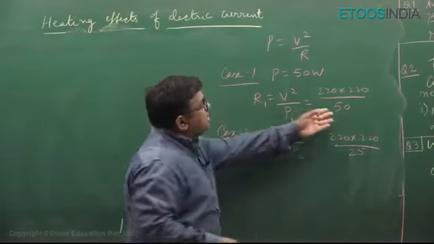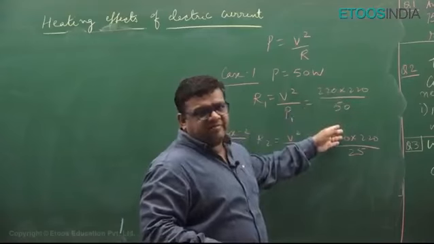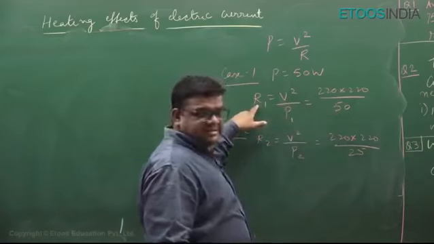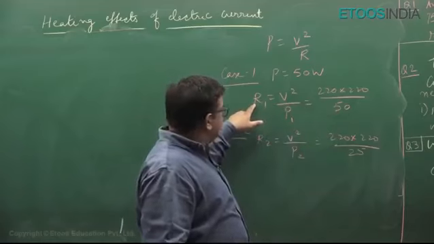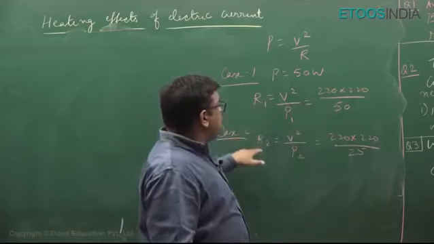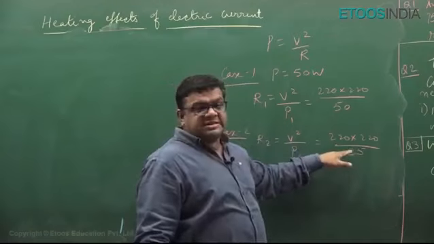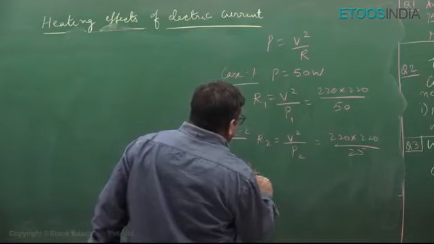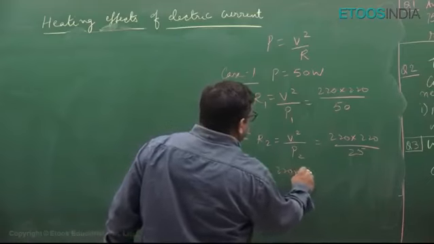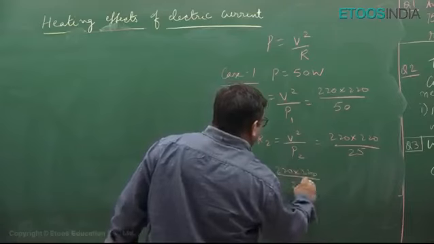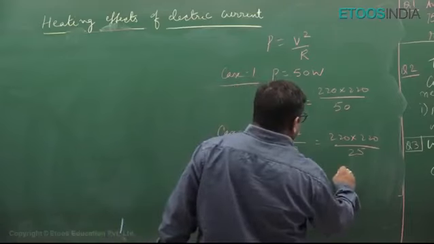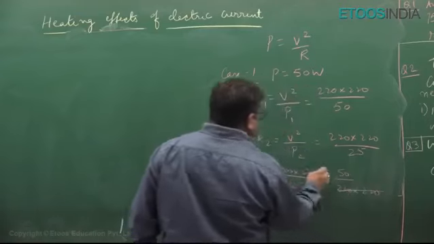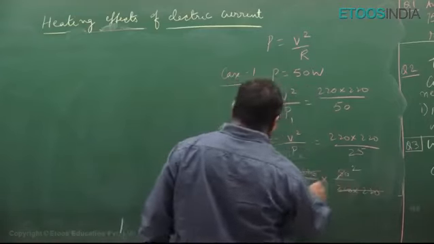By looking here, easily I can find that if the denominator value is more, then the resistance will be less. So R2 will be more than R1 because here the denominator is less. Got it? So I'll just do it in this way. R2 by R1, that is 220 into 220 divided by 25 multiplied by 50 upon 220 into 220. All this gets cancelled out and the answer comes out to be 2.